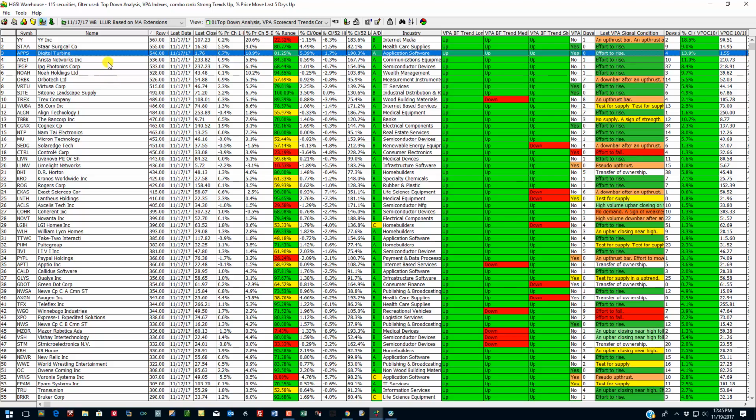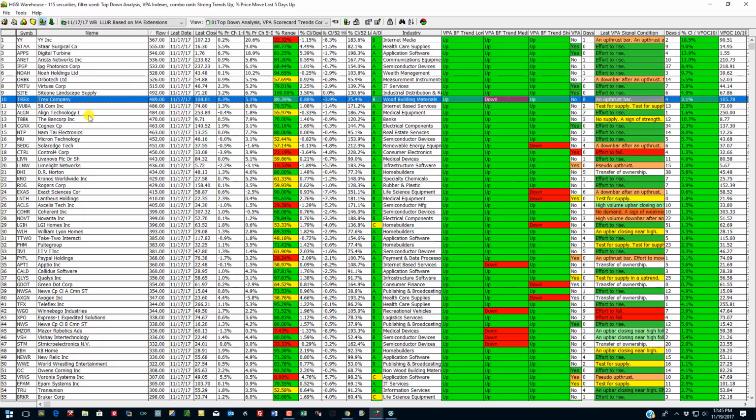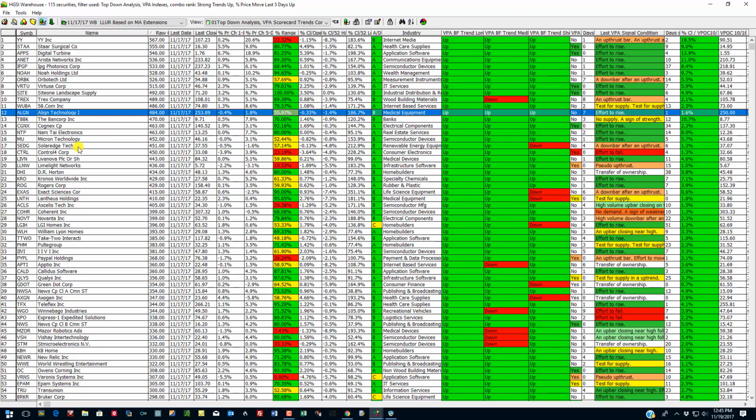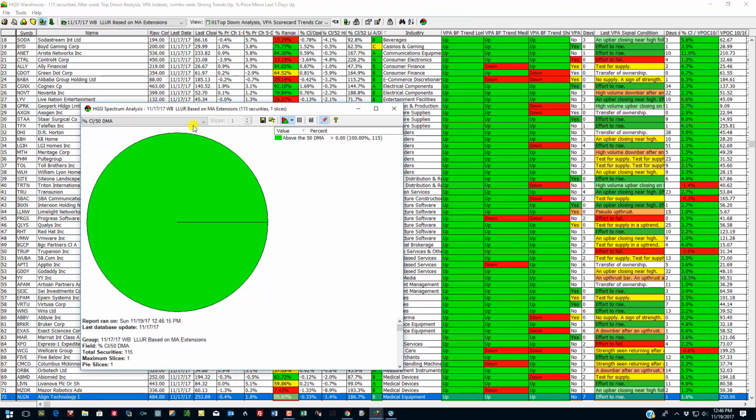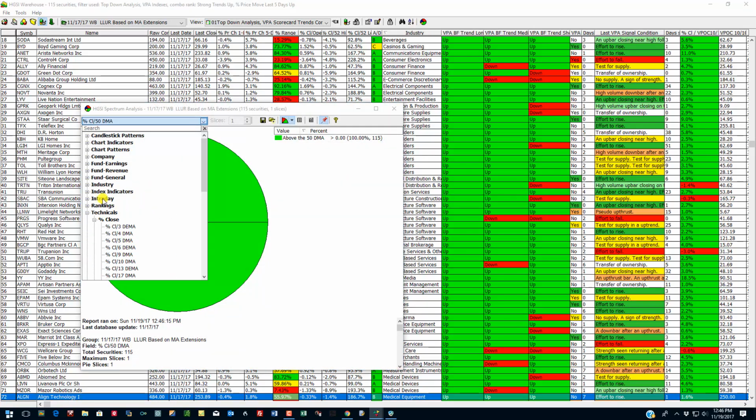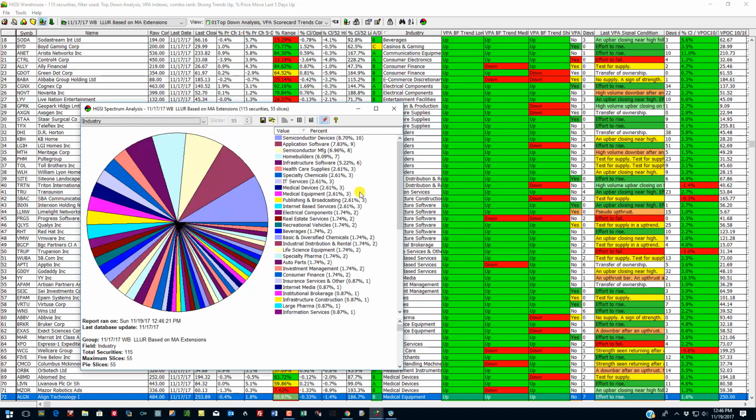Here's Star Surgical. Here's a line right here. There's a lot of familiar names in here. There's 115 in there. I think I had 113 in the other ones. This is a good quick way to see where the strength is. You can sort on industry here, or you can do both. You can bring up the pie chart and see what the leading stocks are. This is dominated by semiconductor devices and application software, semiconductor manufacturing, home builders.